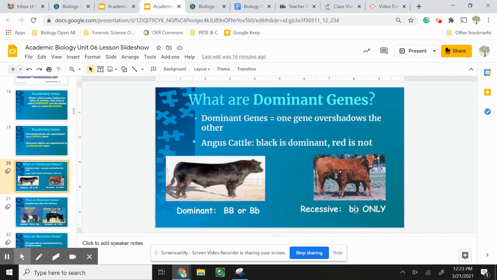Recessive is little b, little b. The only way for this cow to be red would be to receive one little b allele from mom and one little b allele from dad. So vocab on top of vocab on top of vocab. Homozygous recessive, heterozygous dominant, homozygous dominant. Let's look at another one.